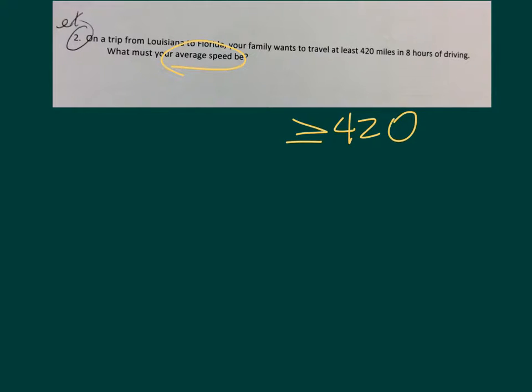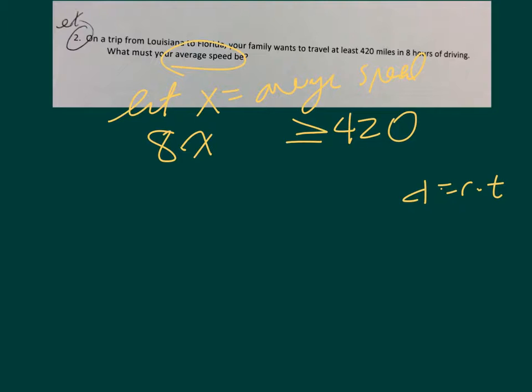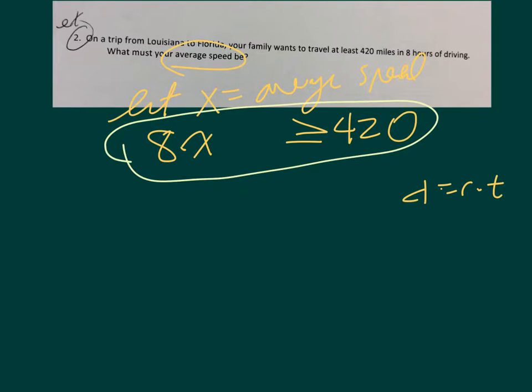But don't forget, we do need that let statement. So we're going to say let x equal your average speed, right? Average speed. Alrighty. And by the way, just as a reminder, formula, distance equals rate times time. So I'm going to take that unknown average speed x over that 8 hours, so I multiply the two, and that's going to be greater than or equal to 420. So I just have to solve that.